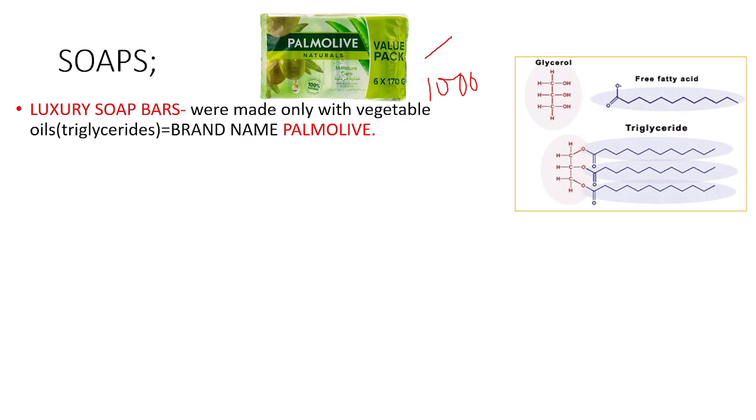See, why the cost of this one is more: it contains only vegetable fatty acids, vegetable oils. Vegetable oil is simply a triglyceride, a glycerol moiety combined with fatty acids. One, two, three fatty acids are there. If these fatty acids are derived from vegetables, we can call it a luxury soap bar. These soaps are very high cost.